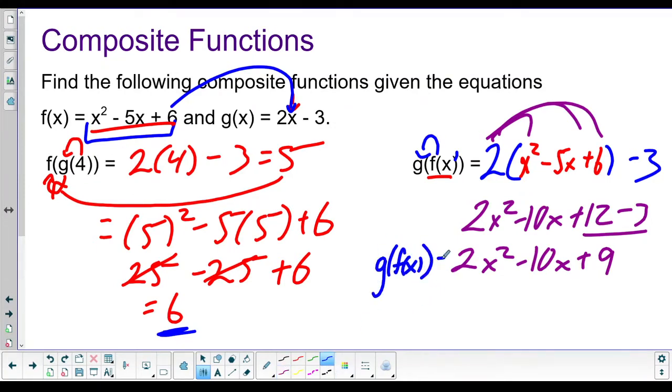There you go. Perfect. Cool. There you go, there's composite functions. Basically you're just plugging functions into other functions. It's substitution, so it should be pretty familiar to you.